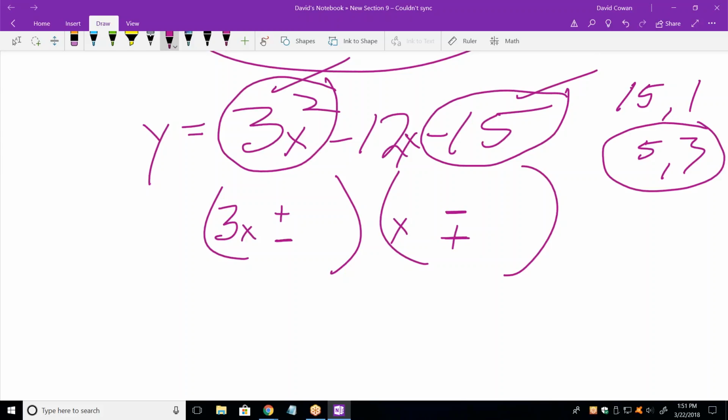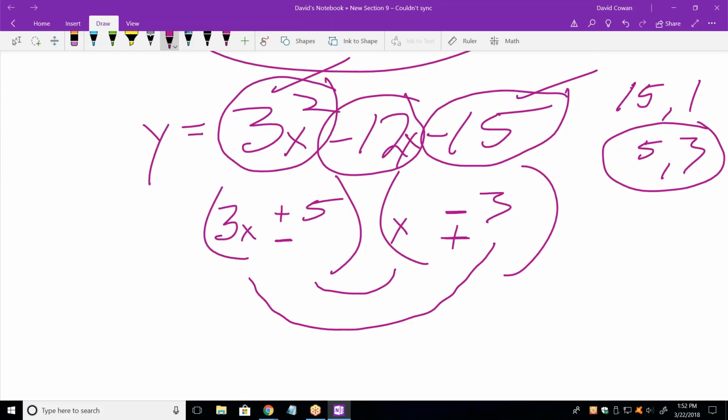And now it's a random process. It's a trial and error process. I'm just going to start anywhere. I'm going to start 5 and 3, like that. And now I'm going to check what my middle term is, because I know that the first term is going to be 3x squared, and I know the last term is going to be minus 15. I'm trying to produce a minus 12x in the middle. So the only thing I really care about is that middle term, and you get the middle term from multiplying the inside and the outside, adding them together. Well, that's minus 4x, so that's not correct.